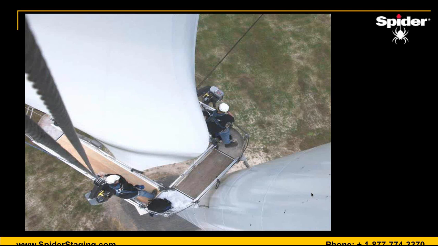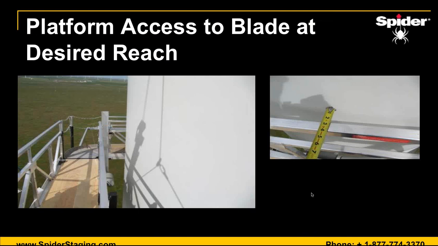The next slide shows the platform fully engaged with the blade. It's just at the spar section at the max core dimension on the blade. In this particular project, we needed to go past the max core up to the root section. The platform itself cranks along a subframe that's stabilizing against the tower, and it's a manual winch that's used to drive the platform along the length of that subframe.